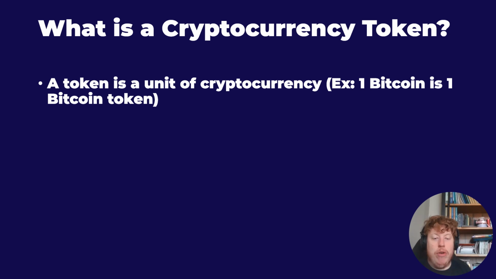What is a cryptocurrency token? A token is a unit of cryptocurrency. For example, 1 Bitcoin is 1 Bitcoin token.